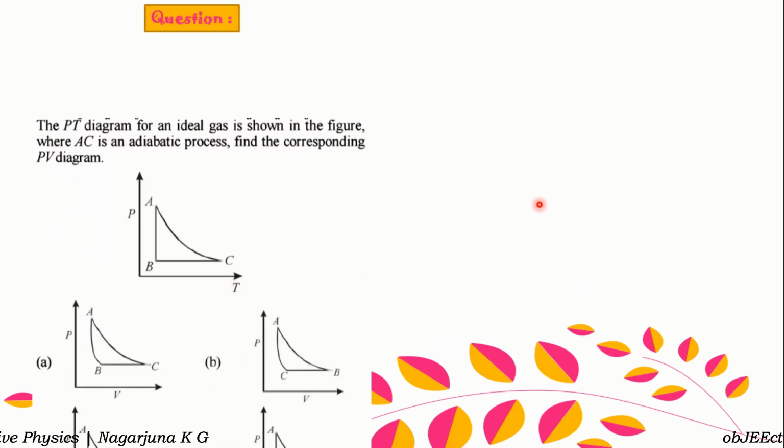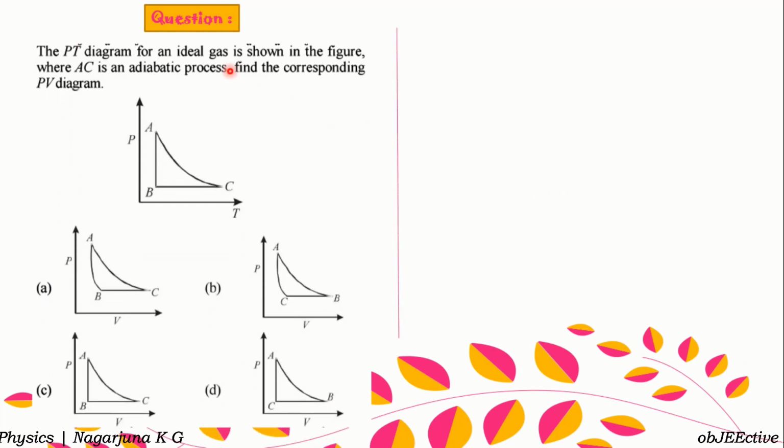Next question. The PT diagram for an ideal gas is shown in the figure, where AC is an adiabatic process. Find the corresponding PV diagram.